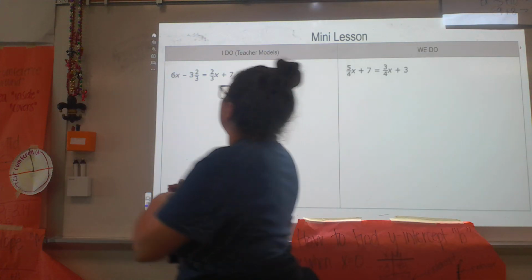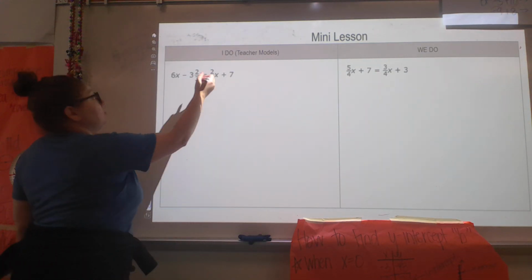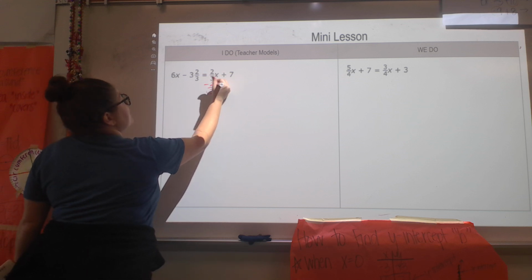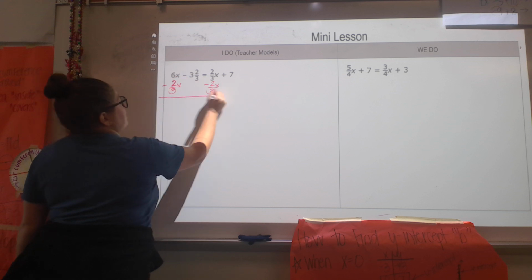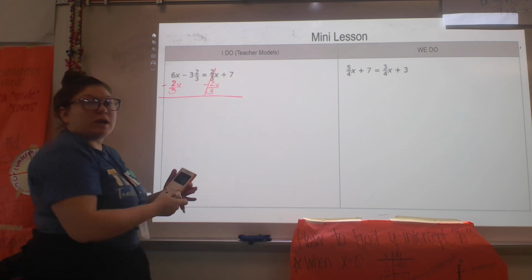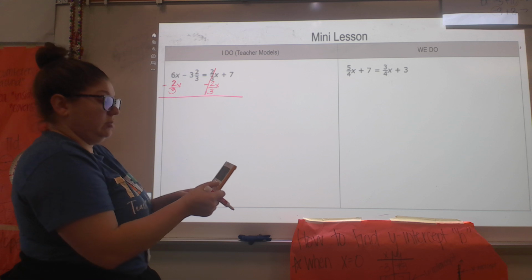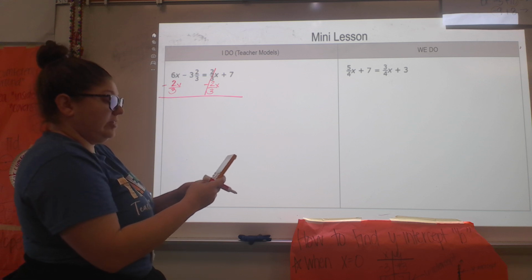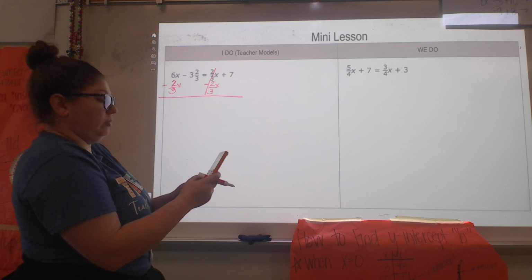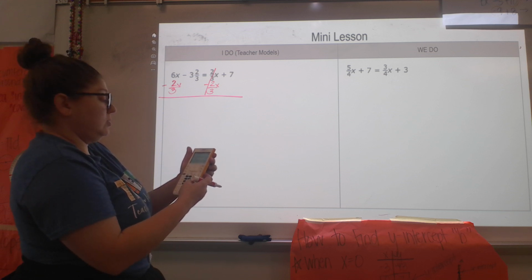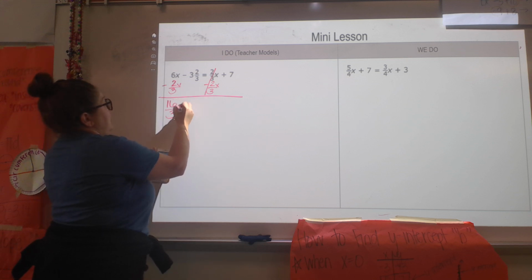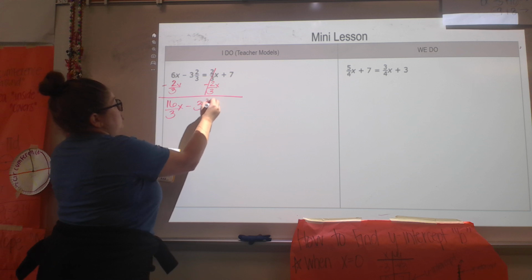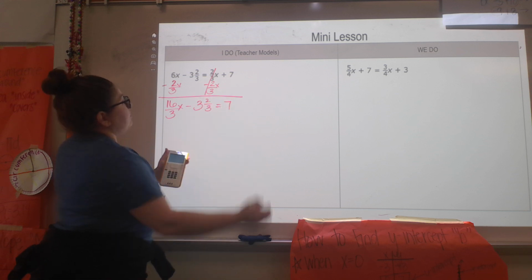There it goes. Okay, so I'm going to subtract 2/3 x because that's my smaller x. Subtract 2/3 x here. Okay, these zero out, and I'm going to put in my calculator 6 minus parentheses 2 over 3, close parentheses. Okay, so that gives me 16 over 3x minus 3 and 2/3 equals 7.